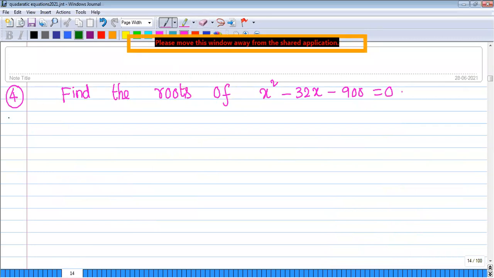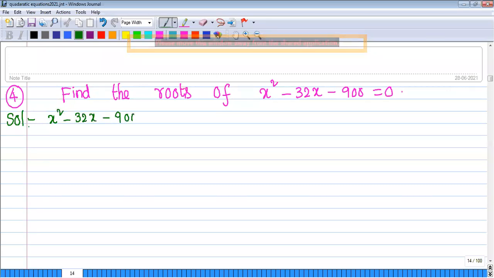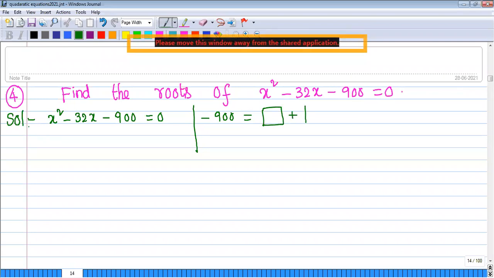So you can do the factorization method. First consider x square minus 32x minus 900 equals 0. See, minus 900, into x square coefficient here is 1, minus 900. It should be written as a product of two numbers, right? And the x coefficient is minus 32. Minus 32, we need to write as the sum of the two numbers.